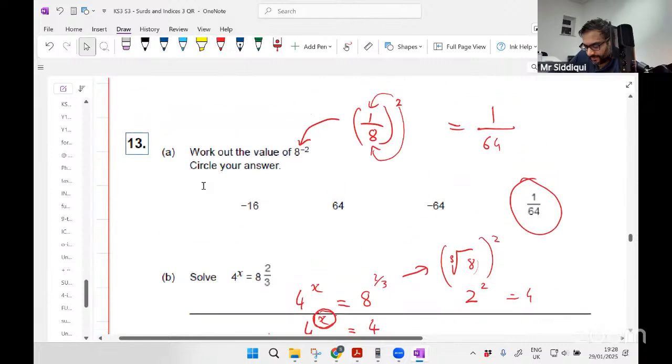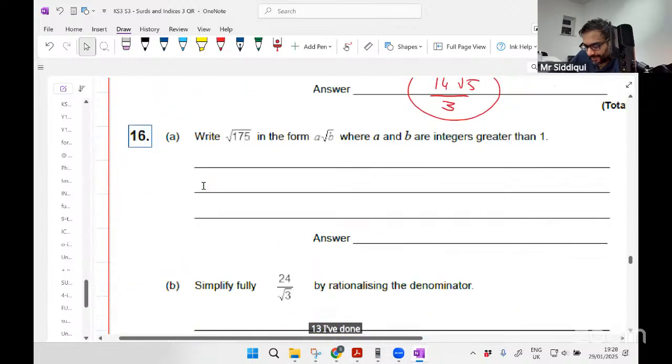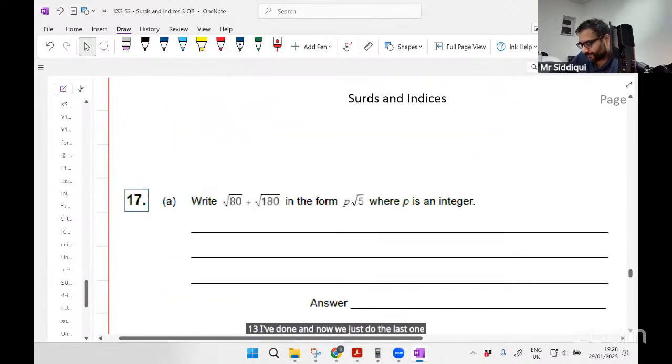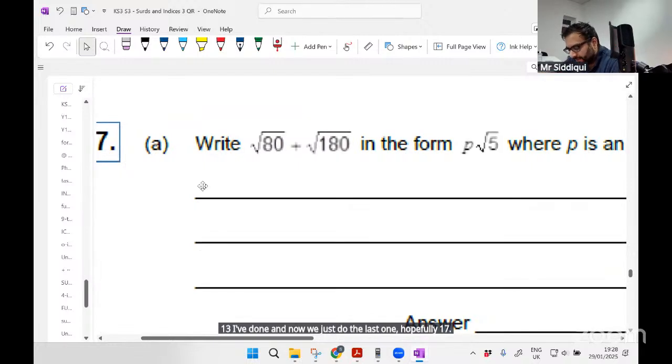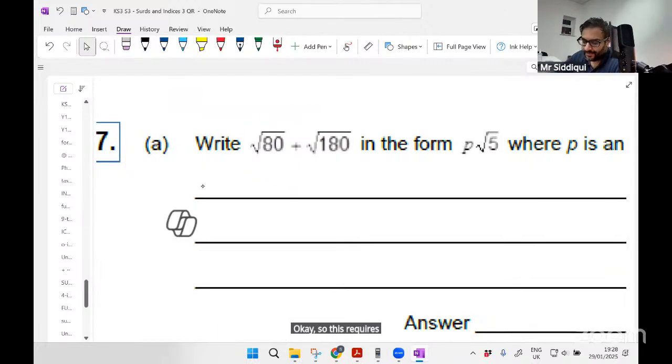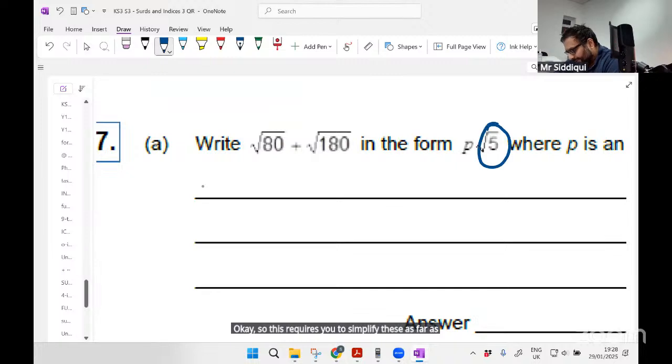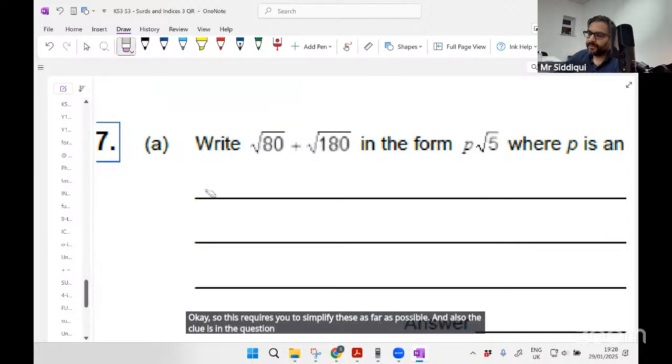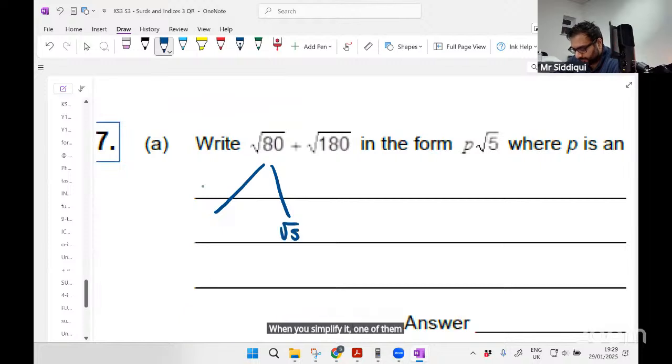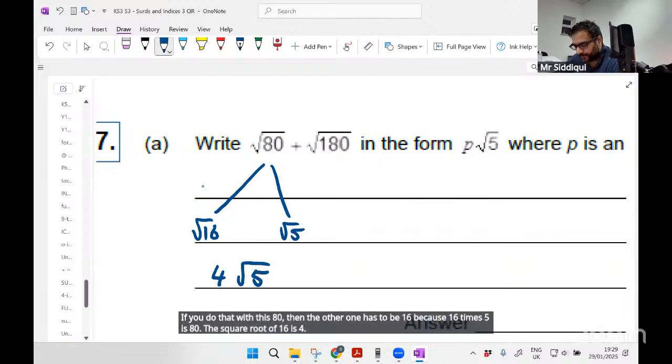13 I've done. And now we just do the last one, hopefully 17. Okay, so this requires you to simplify these as far as possible. And also the clue is in the question because they want it as something root 5. When you simplify it, one of them should be a root 5. If you do that with this 80, then the other one has to be 16 because 16 times 5 is 80. The square root of 16 is 4, and you stick the root 5 onto it.